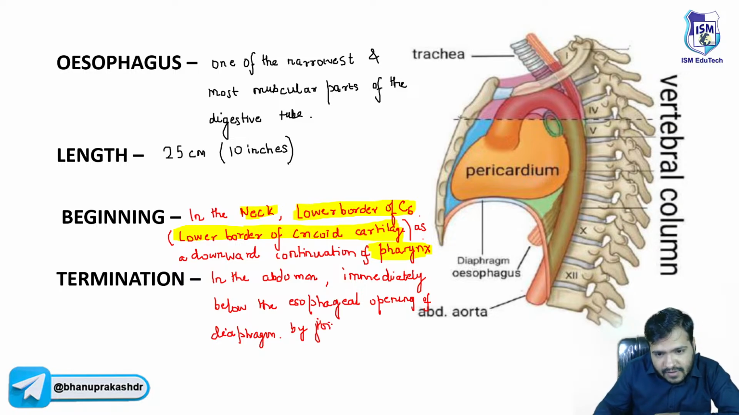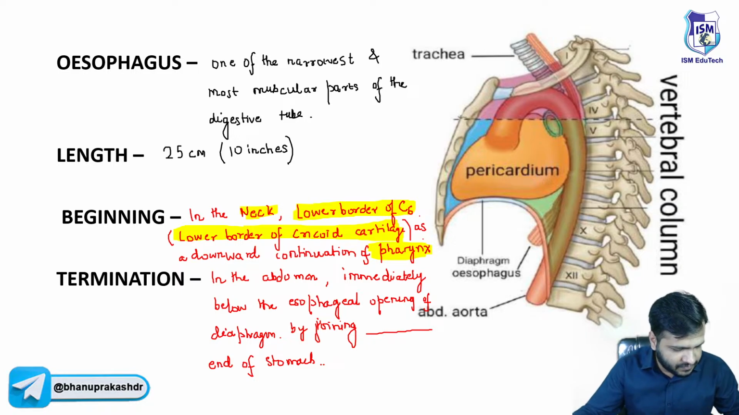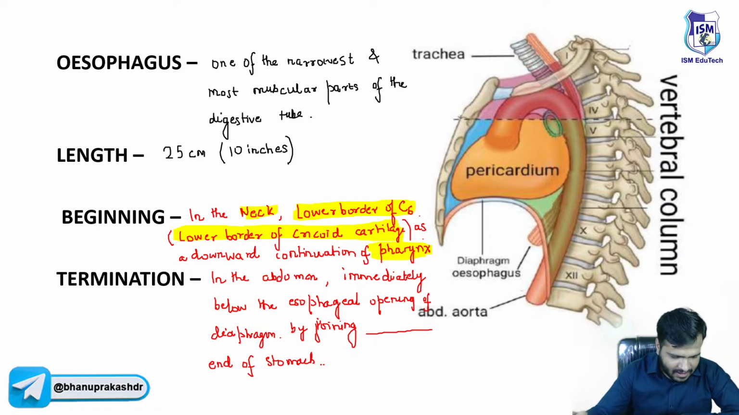And it is by joining which end of the stomach, guys? I want the answer. Which end of the stomach? Yes, Sethi Osman, very good, beta. By joining the cardiac end of the stomach. Kapil, Parna, Sushantika, Garima, very good, beta. Yes, by joining the cardiac end of the stomach.